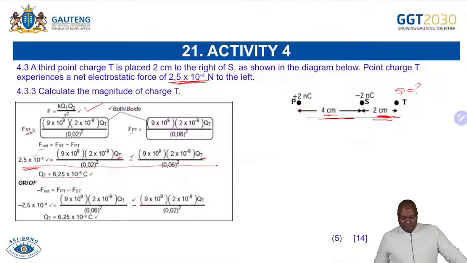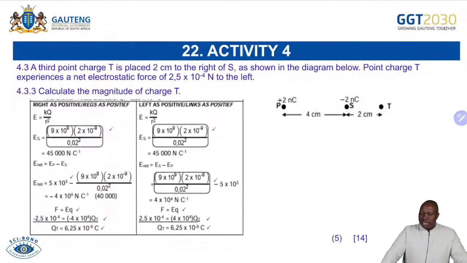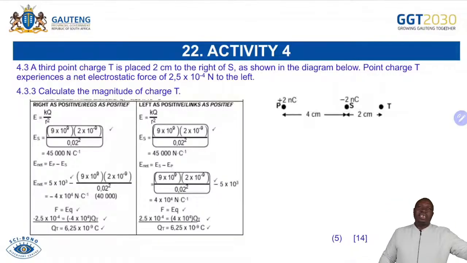There is another method that we can use. So you are able to get the charge at T. Now we are saying you can as well use the E, you can use the electric field. Not only that, you must rely on the electrostatic force. You can use E net as well, to say okay, if I use E net, I am able to solve the very same problem.